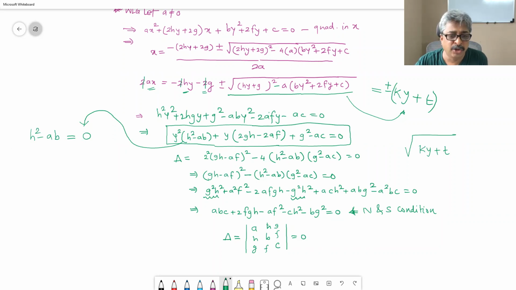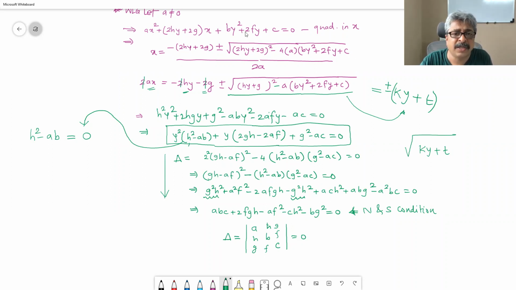And therefore, when we assume that it is a quadratic equation in Y, we are assuming that H square minus AB is not equal to 0. But because we are just correlating the coefficients, H square minus AB can be 0. In that case, what is our geometric interpretation? And in that case, what is the additional implication that we must have? Can somebody tell me? If H square minus AB is 0, then this calculation doesn't make any sense.